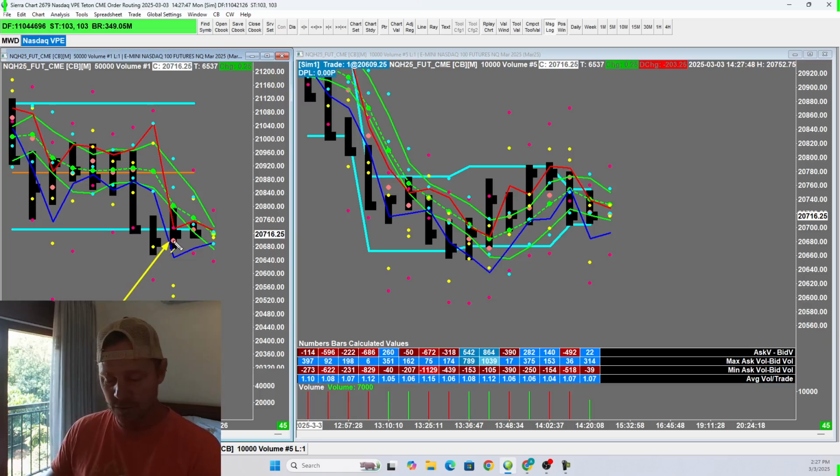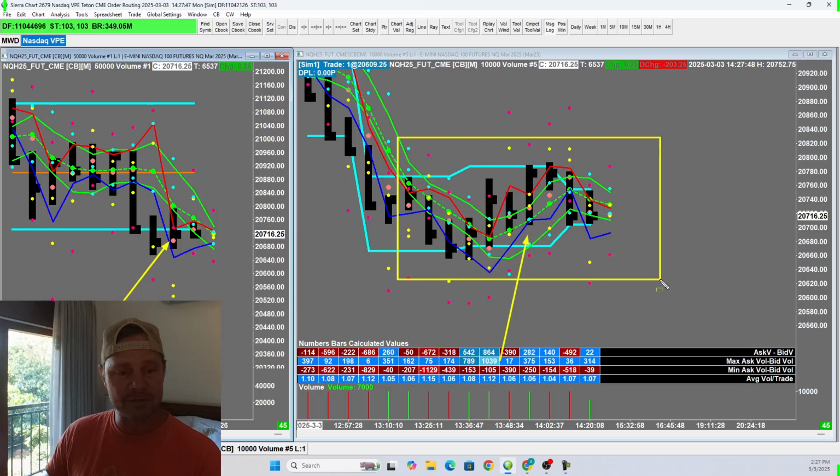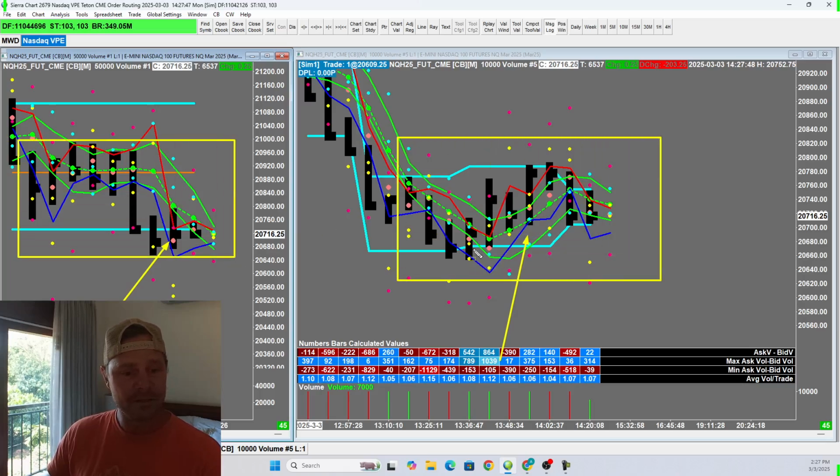All right, so when you look at the 10,000 contract chart over here, each one of these bars is 10,000 NASDAQ contracts. This is my lower time period. So we've got 10,000 here, 50,000 here. The lower time period goes into the higher time period 5 times. That's the way I like to set up my day trading charts.